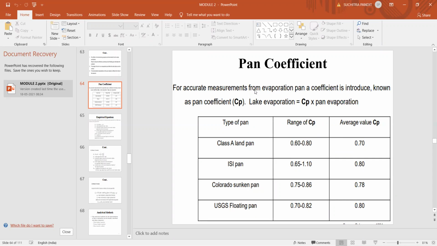So for accurate measurement from an evaporation pan, a coefficient known as the pan coefficient is introduced. If you want to calculate the lake evaporation, you have the pan evaporation values from whatever instrument you have set up surrounding that lake. These have to be multiplied by the pan coefficient in order to get the lake evaporation values.